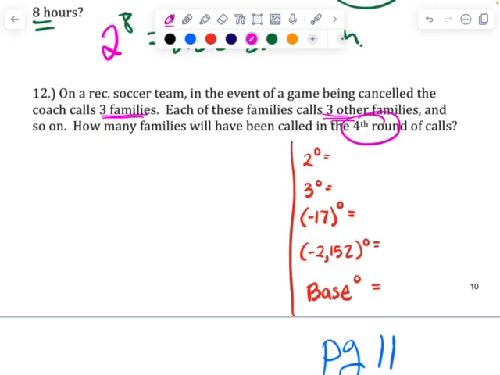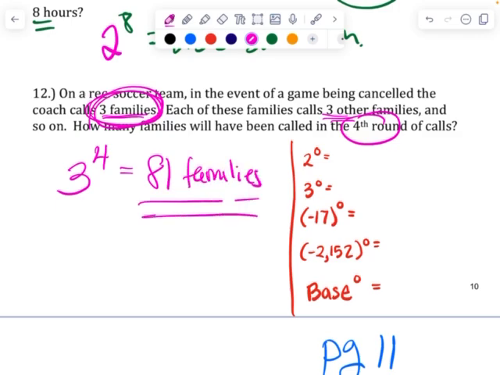So how many families will have been called in the 4th round? Well, remember, we got to think about what are they being split by? Well, 3. This is the base because it's really splitting by 3. Each family is calling 3 families. And on the first round, they call 3 families. On the second round, they call 9 families. Well, what happens in the 4th round, which would be your exponent? 3 to the 4th means that 81 families would be called.